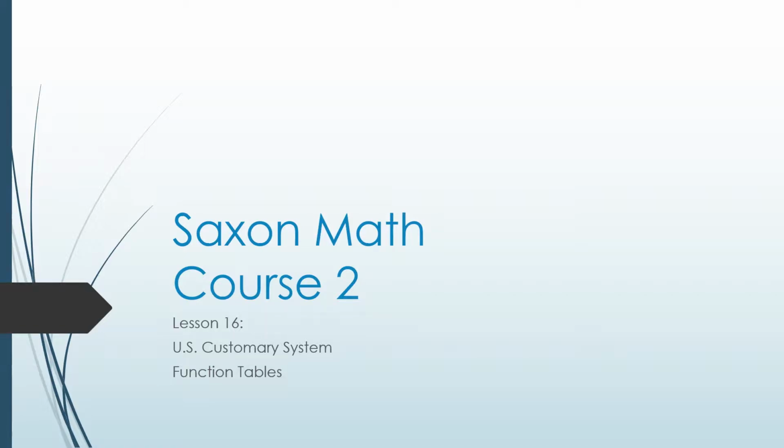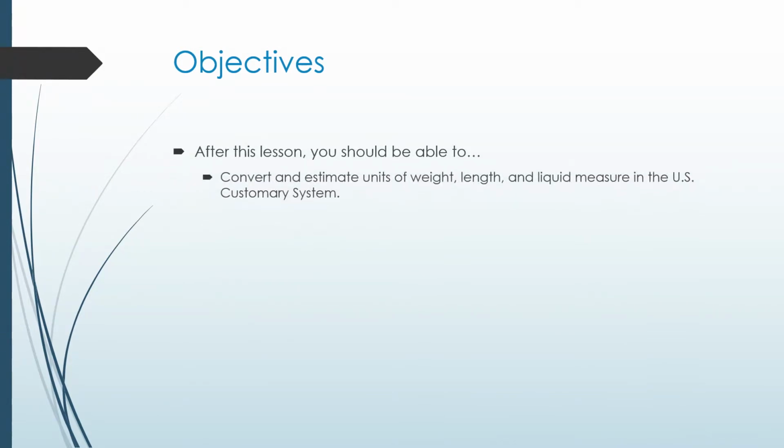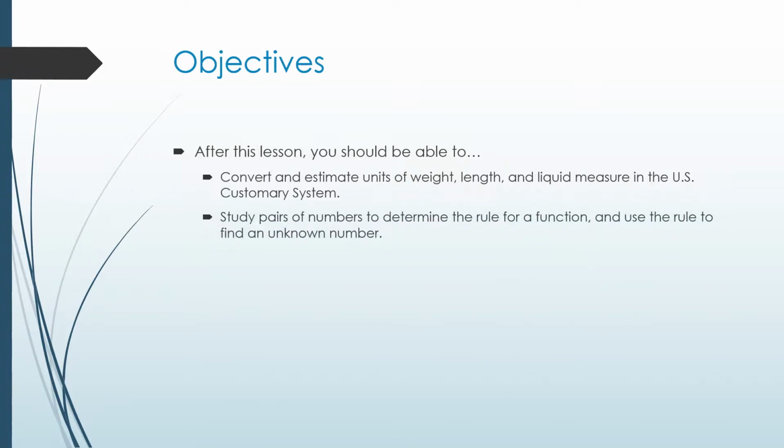Welcome to Saxon Math Course 2, Lesson 16. Today we're talking about the U.S. customary system and function tables. Our objectives for today: after this lesson you should be able to convert and estimate units of weight, length, and liquid measure in the U.S. customary system, study pairs of numbers to determine the rule for a function and use the rule to find an unknown number, and use function tables to solve problems.